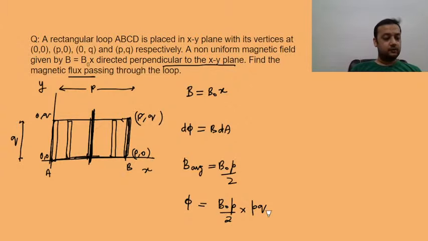I hope you have understood. I can see that Abhinand, you have given the correct answer. Good job, brother, very nice. So B naught P square by 2 into Q. This was the effective use of the average method. I have taken many questions illustrating this average method. Let's see a few more questions.